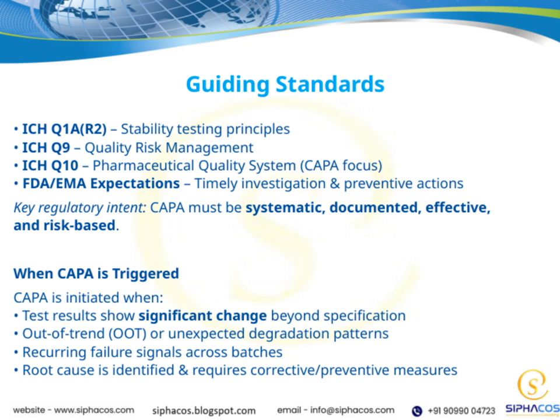Now, when do we trigger a CAPA? It's initiated when we observe test results showing significant changes beyond predefined specifications. For example, if we see out-of-trend data or unexpected degradation patterns, that's a red flag. Recurrent failures across batches signal a recurring issue that needs addressing. And of course, once we identify the root cause, we must implement corrective and preventive measures to prevent future occurrences. Overall, these standards and triggers are all about maintaining a robust quality system that's proactive, risk-based, and well-documented to ensure the highest product quality and patient safety.